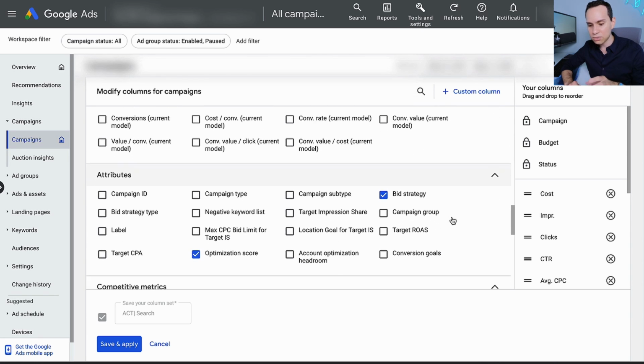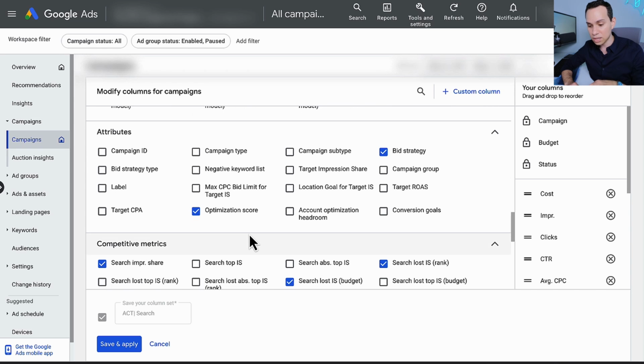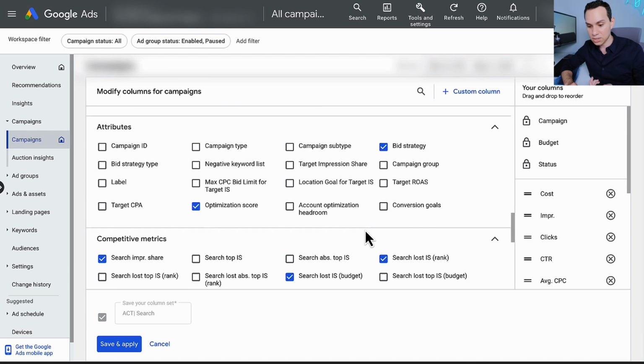For the most part, I don't use most of these other ones, but I do like to know the optimization score. This tells us what Google thinks about our campaign in terms of how optimized it is. Although don't fall into the trap of optimizing for your score. You always want to optimize for conversions, because the score and your conversions are not always the same thing. And then of course, I'll select bid strategy. You only need to click that if you're doing some more advanced automated bidding strategies.